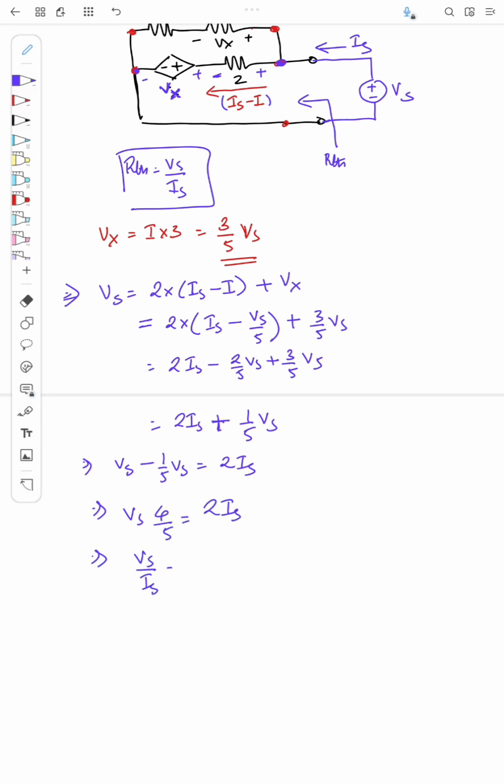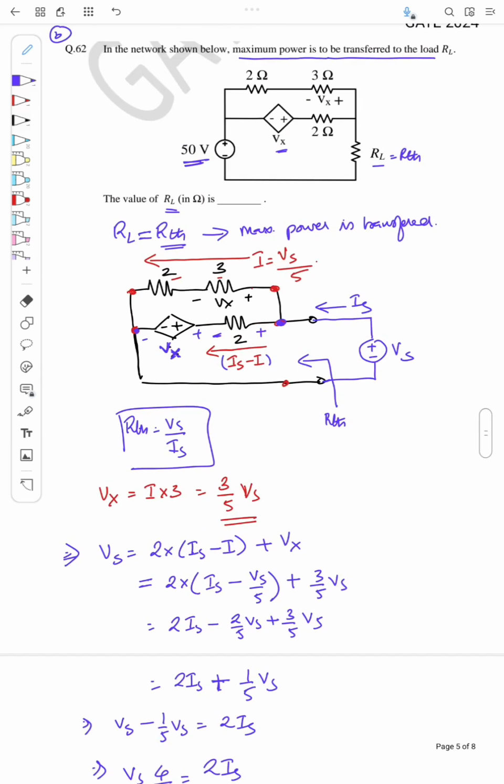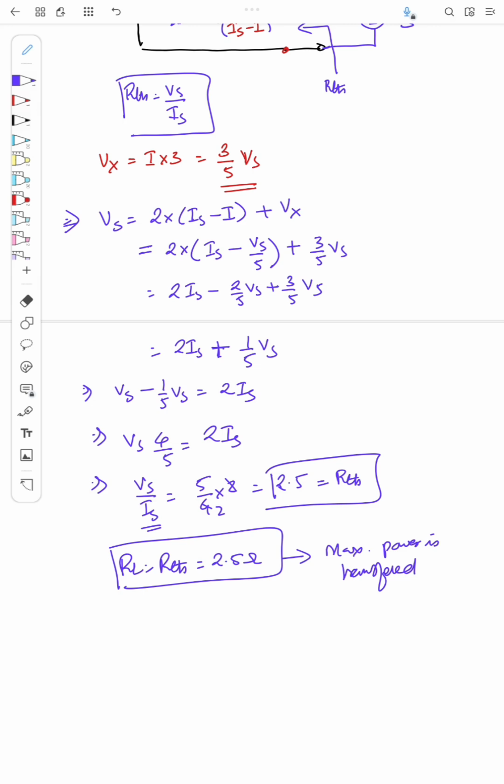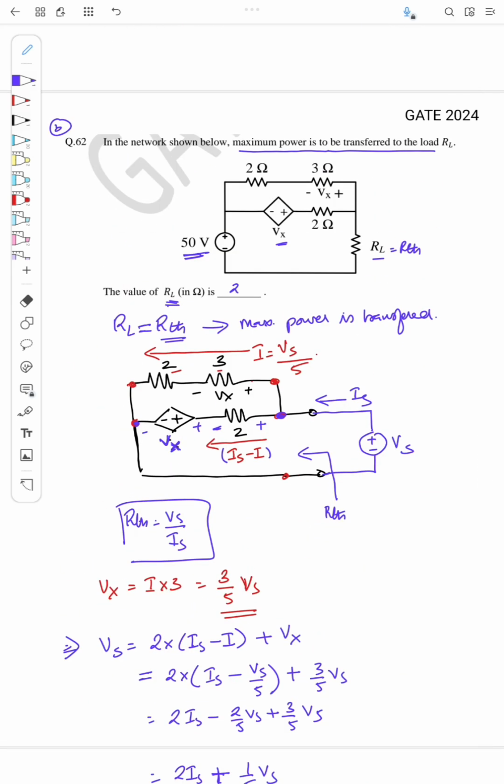So Vs by Is from this equation is 5 by 4 into 2, that is 5 by 2, which is 2.5. Vs by Is is actually RTH, right? So what is the question? What should be the value of RL? RL should be equal to RTH, that is 2.5 ohm, so that maximum power is transferred. So the answer is 2.5 ohm.